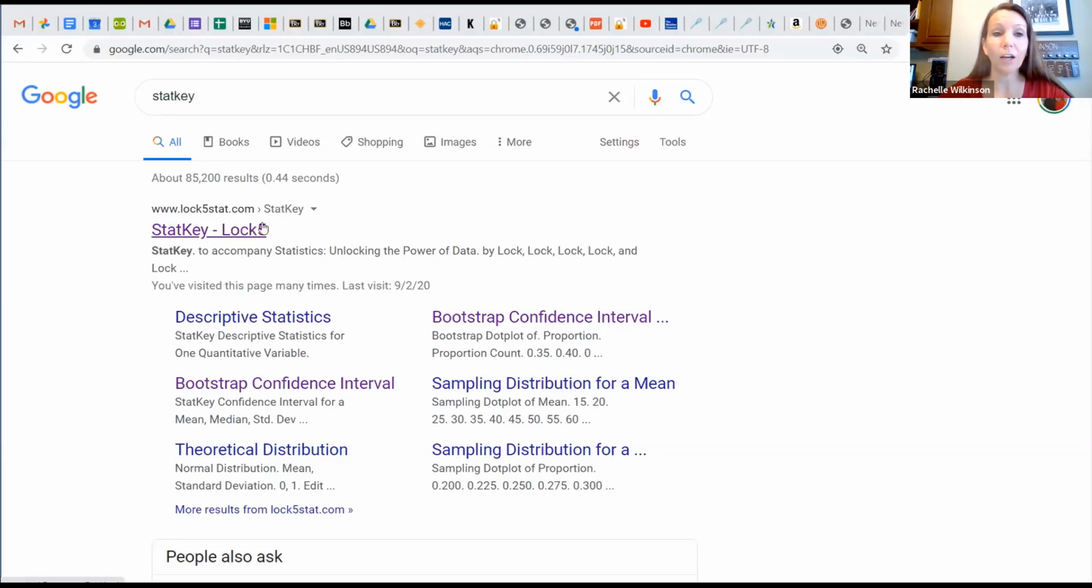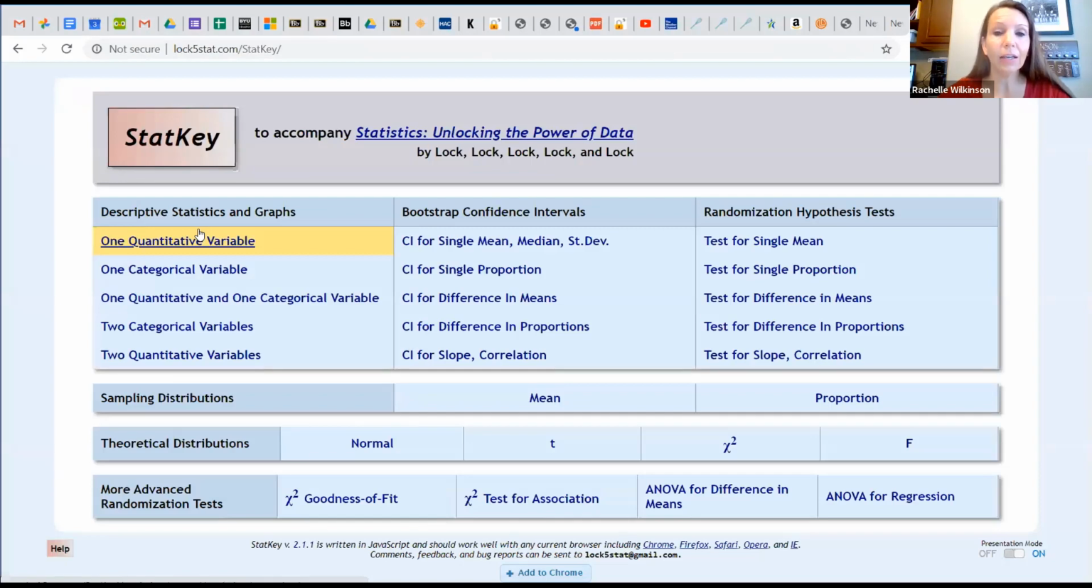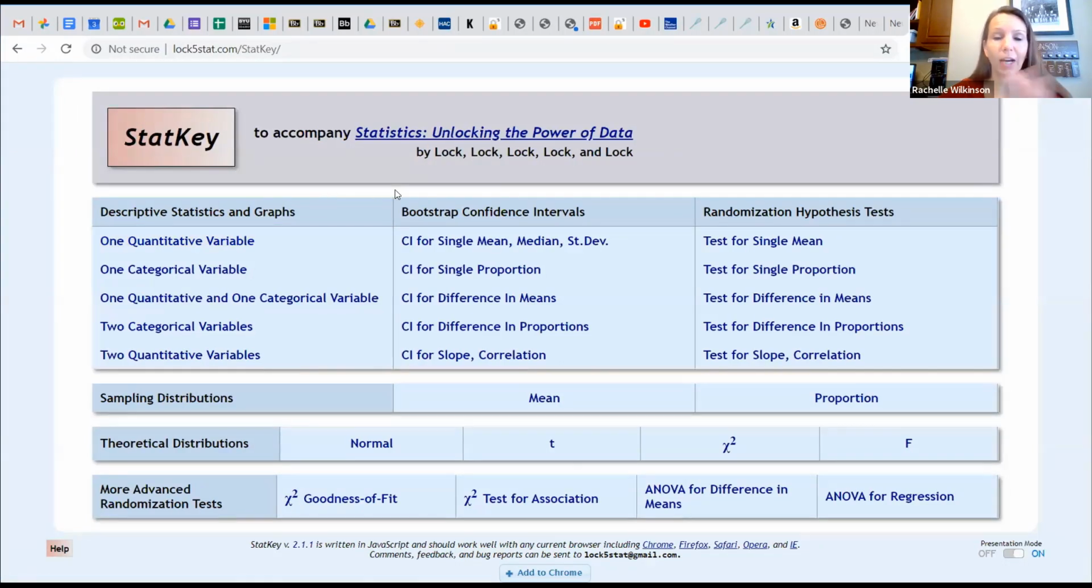Lock 5, that's the authors of your textbook. There are 5 members of the Lock family that created your textbook. They created StatKey as a way to do basically all the analysis that we're going to need to do in our class. So this is going to be a really helpful tool for our class. It's not super powerful beyond our class information as far as statistics goes, but it's great for the stuff that we're doing in our class. So here's what StatKey looks like, and it's nicely organized in here. I like that about it.